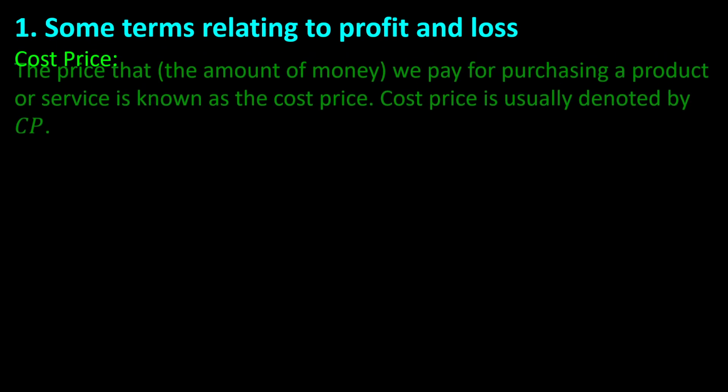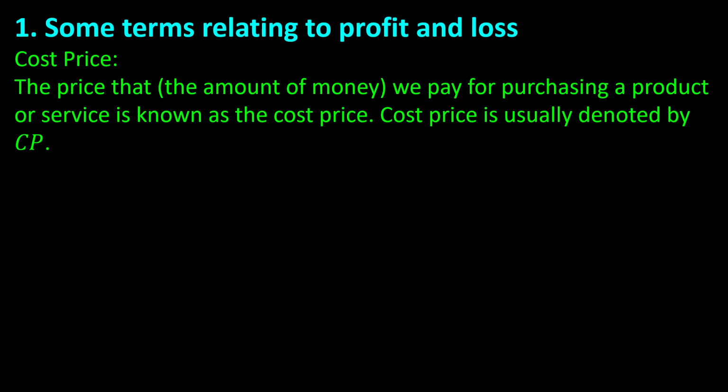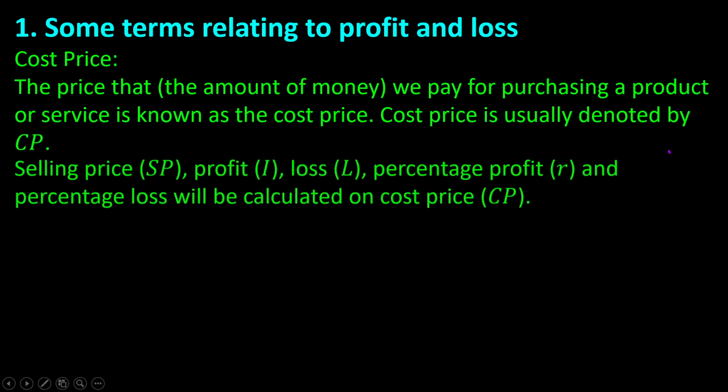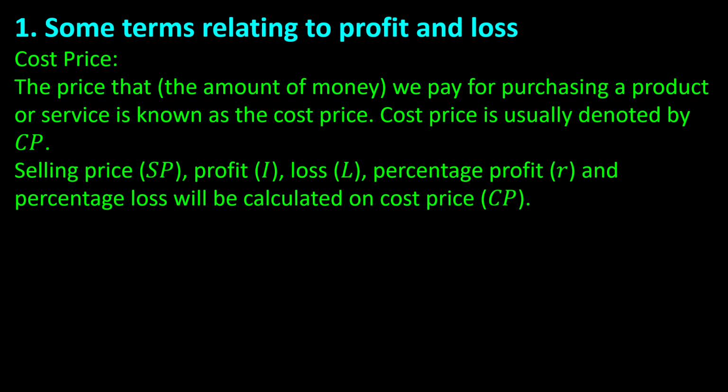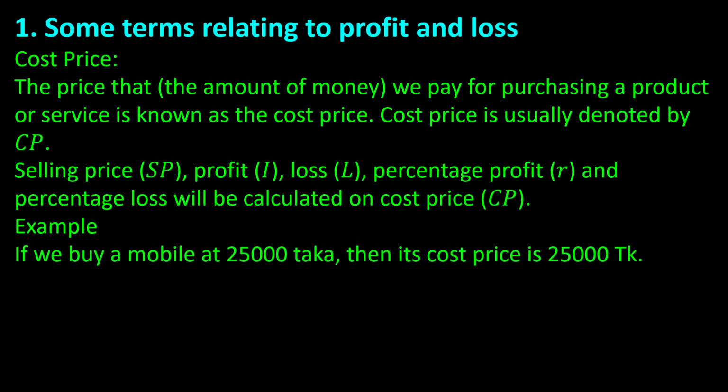Cost price. The price that we pay for purchasing a product or service is known as the cost price. Cost price is usually denoted by CP. Selling price, profit, loss, percentage profit and percentage loss will be calculated on cost price. Example, if we buy a mobile at 25,000 taka, then its cost price is 25,000 taka.